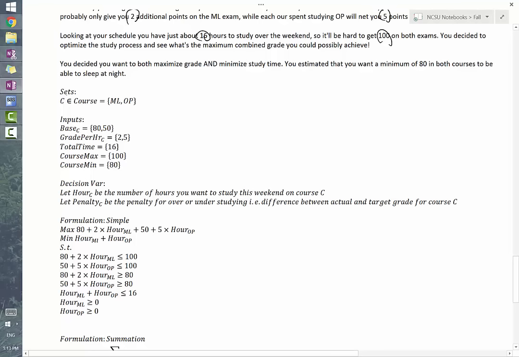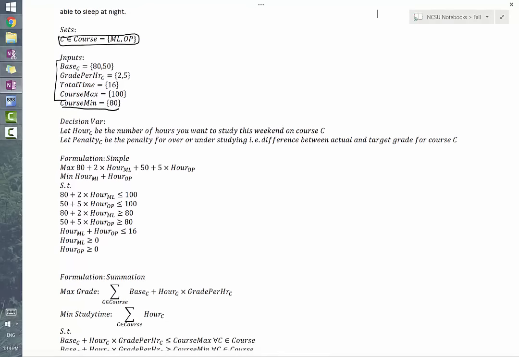We begin with our set courses. We do our inputs. We're creating a new variable called course min because we want to achieve a minimum 80 in both courses to be able to sleep at night. Our decision variables, I unfortunately forgot to delete this line, so it doesn't matter. All we're deciding is the number of hours to study for a given course.